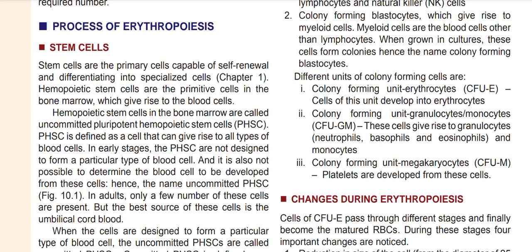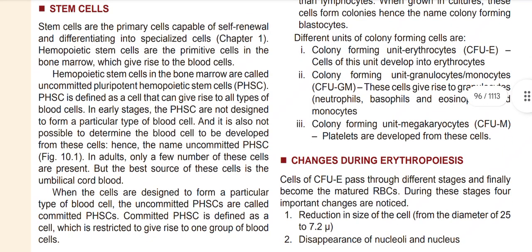So these uncommitted pluripotent hemopoietic stem cells are defined as the cells that can give rise to all types of blood cell. In early stages, they are shortly called PHSC. They are not designed to form a particular type of blood cell, and it is not possible to determine the blood cell to be developed from these cells. Hence, the name uncommitted PHSC is given. In adults, only a few of these cells are present, but the best source of these cells is umbilical cord blood.